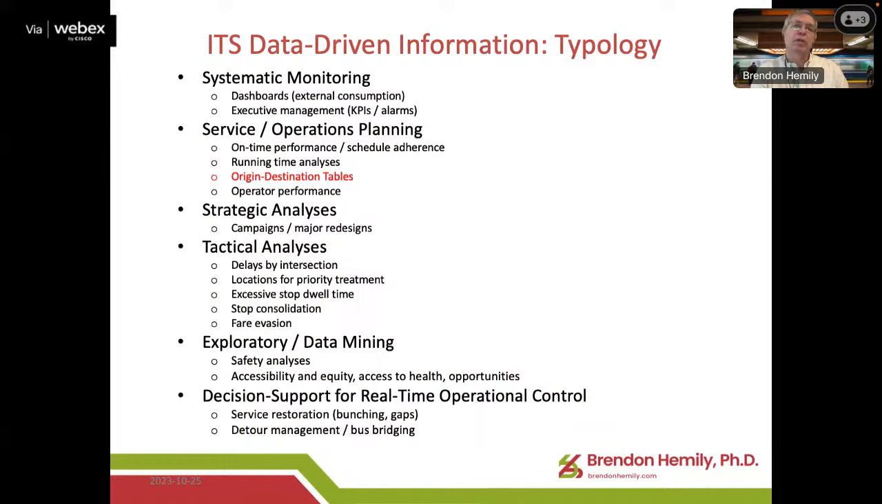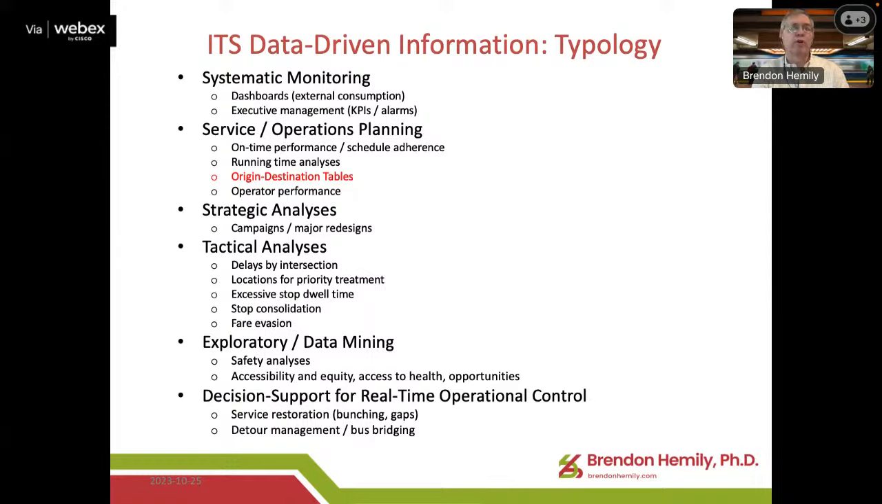So I'm going to go through very briefly just to give you a flavor of all the things I've seen this data being used for. In the 2015 report, I came up with a typology, and I've slightly modified it, but basically data can be used for systematic monitoring, dashboards, executive management, KPIs. A lot of it is on service operations planning. The first areas of analysis are, of course, on-time performance and schedule adherence, and running time analyses. This is a new one, origin destination tables. This has always been a holy grail, but one is seeing a growing number of transit agencies, small but growing, that have recognized the power that you can derive from developing origin destination tables through smart card data. And then also operator performance is another area of focus.